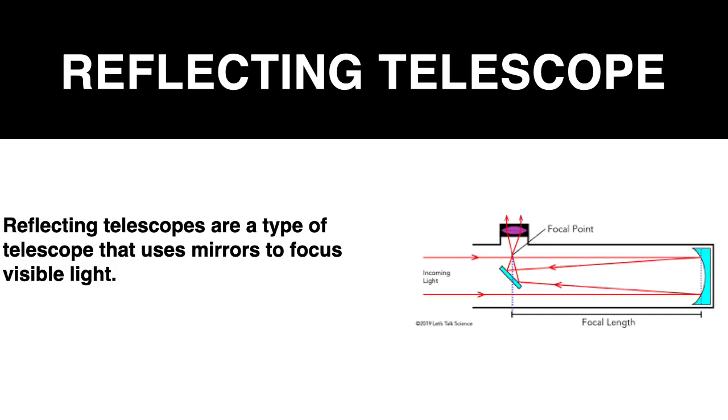Reflecting telescopes are a type of telescope that uses mirrors to focus visible light. In 1668, a new telescope was designed by Galileo that used mirrors to reflect instead of lenses to refract the light.